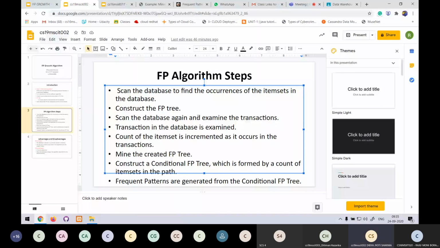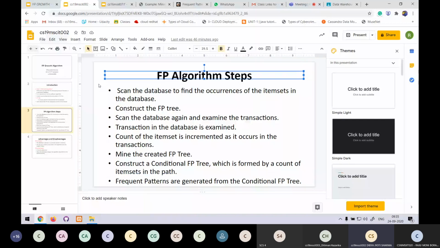The fourth step: each transaction in the database is examined. The items are ordered in descending order of the count. If the item is already present in another branch, then this transaction branch would share a common prefix to the root. The fifth step is to increment the count of the item as it occurs in the transaction. Here, both common node and new node count increase by 1 and link according to the transaction.